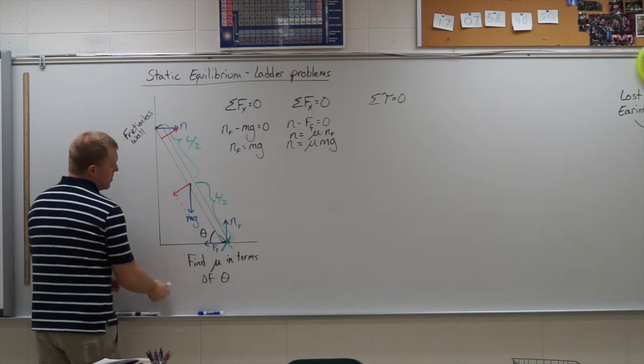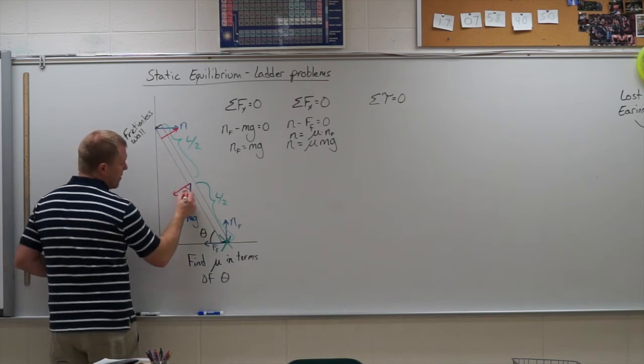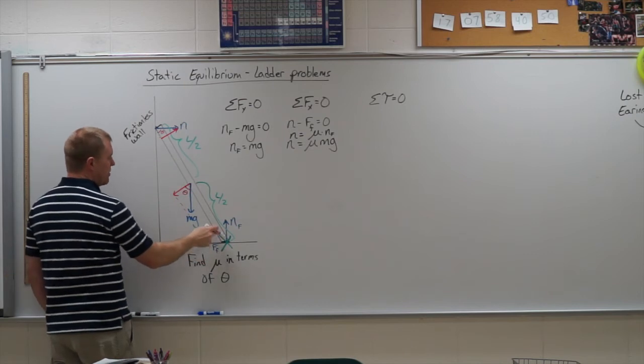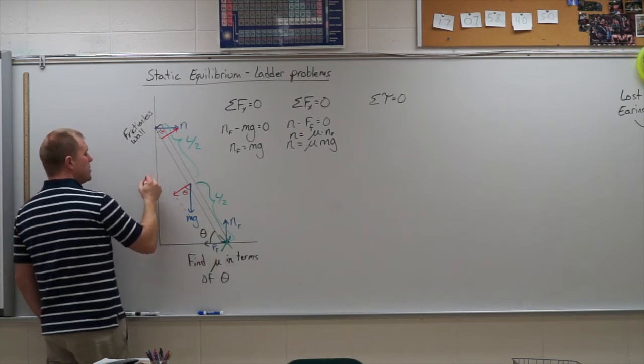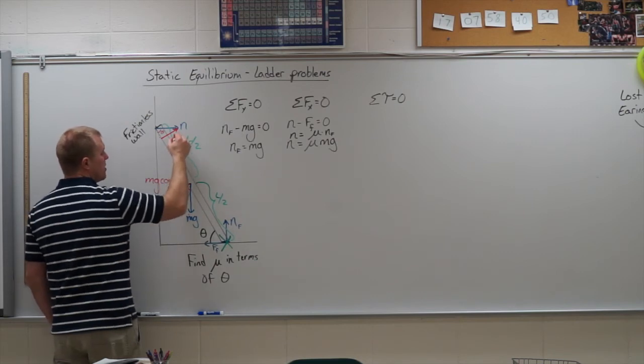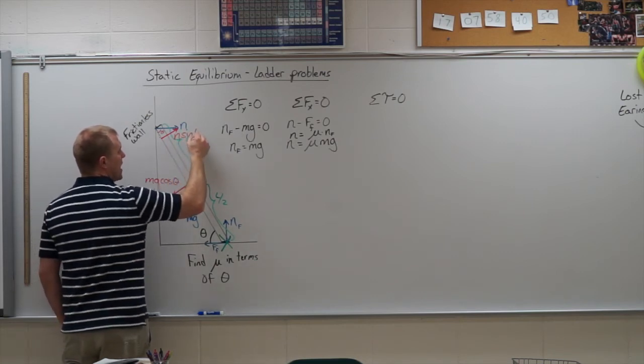All right. So this one here, this is my angle theta. This is also my angle theta. I like to keep the angle the same as the one I'm in charge with. And so this one's going to be mg cosine of theta. This one here is going to be n sine of theta.